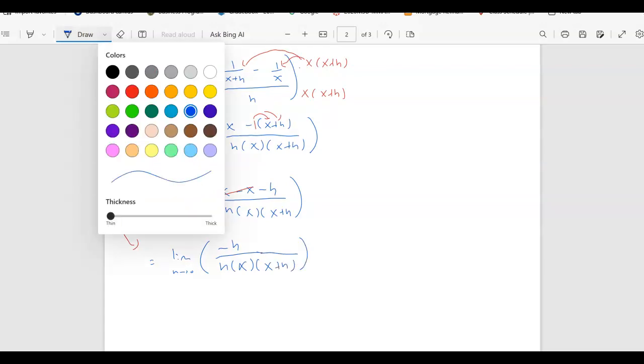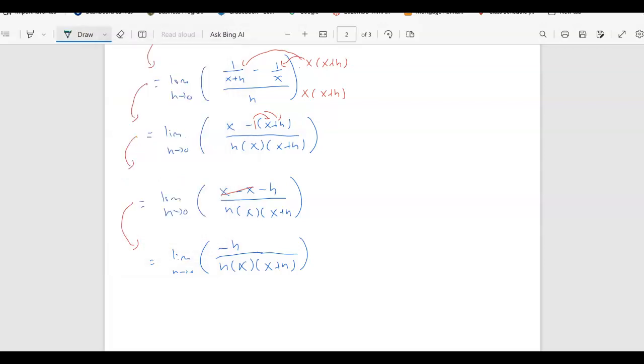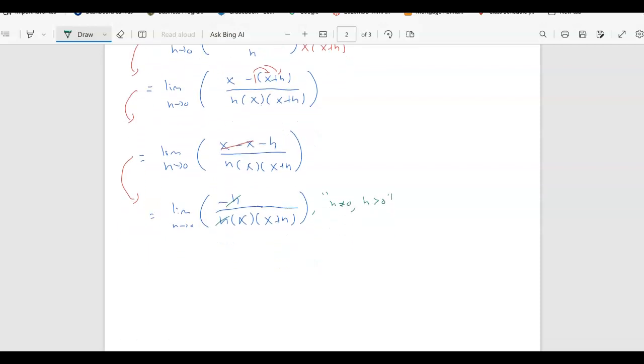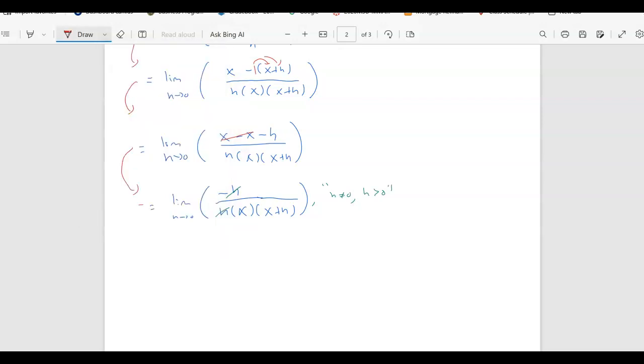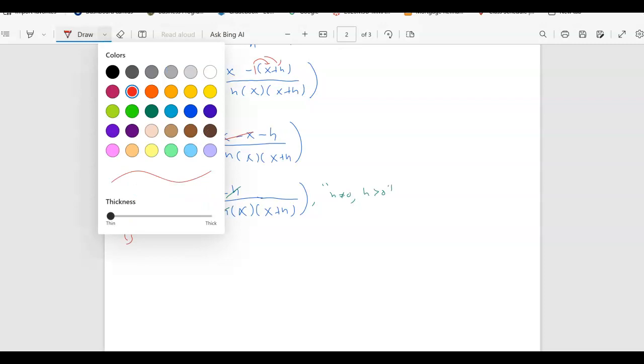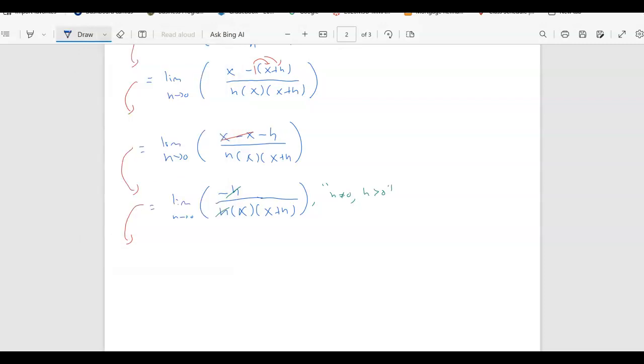Okay, at this point, we're going to be canceling the h value. I'm just going to put a disclaimer. Keep in mind that h is at the bottom. So you can either write that h is not equal to 0 or h is a value greater than 0 to represent the distance, but that disclaimer is needed there. And then technically this is equivalent to the limit as h approaches 0 of negative 1 over x times x plus h.